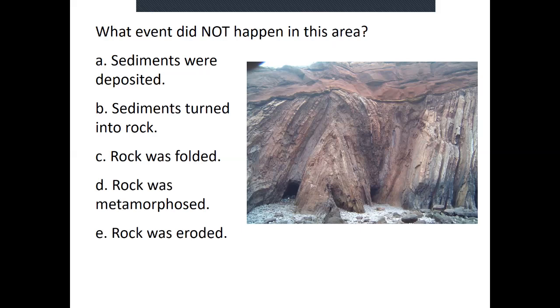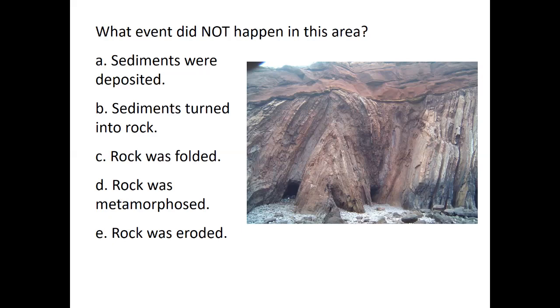What event did not happen in this area? Sediments were deposited. Well, these rocks are in beds, they're sedimentary rocks. So in order for them to be sedimentary rocks, sediments must have been deposited. Did sediment turn into rock? Well, in order for there to be sedimentary rocks, the sediments had to be turned into rocks.